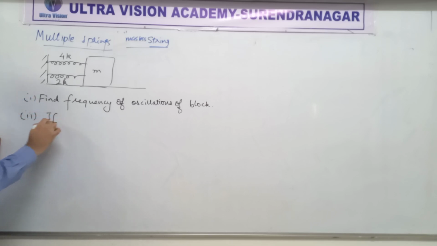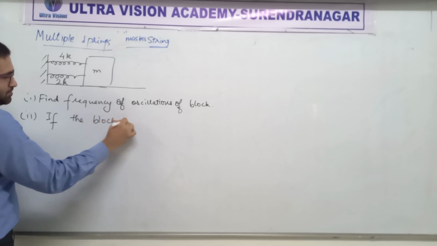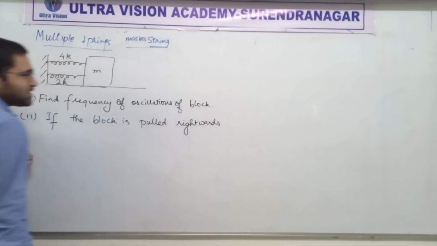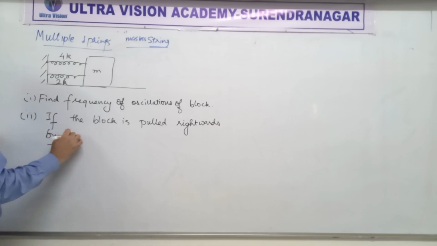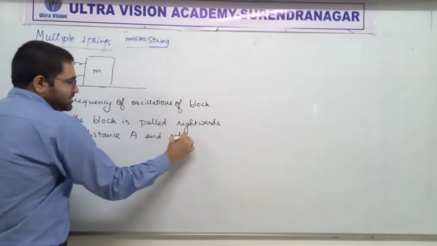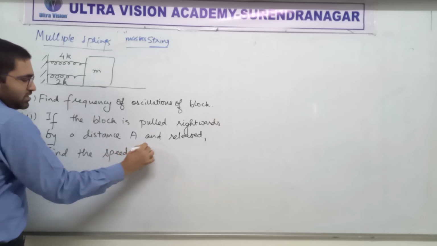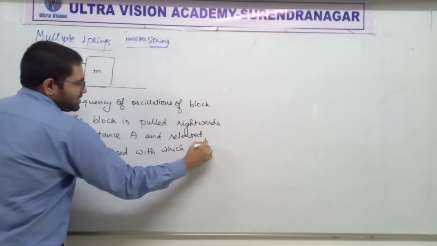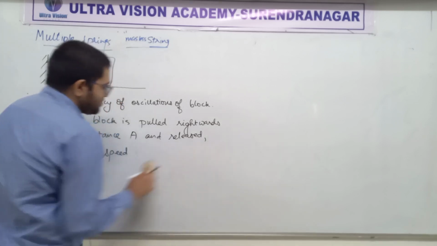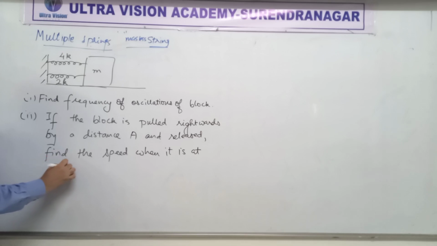Second one, if the block is pulled rightwards, that is towards the right side, by a distance a and released, find the speed when it is at the mean position.